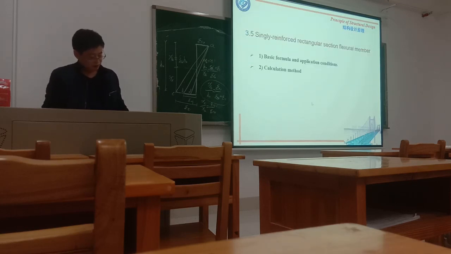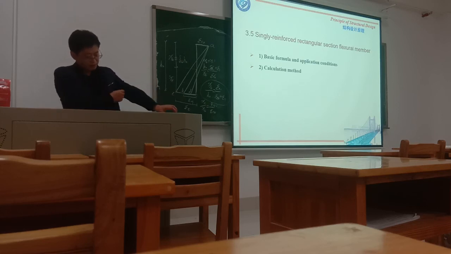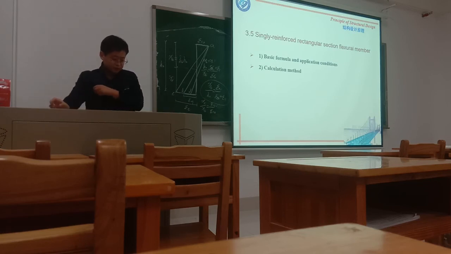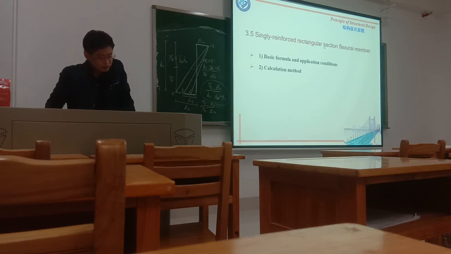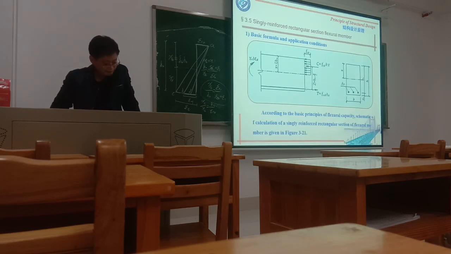So this is the fourth part of this chapter 3. This time, the fifth part: singly reinforced rectangular section flexural member. This part mainly tells us how to calculate and design the rectangular section beam: the basic formula, the application condition, and the calculation method. So for the basic formula, you see, this is a rectangular section beam, and we directly use the equivalent rectangular stress block.